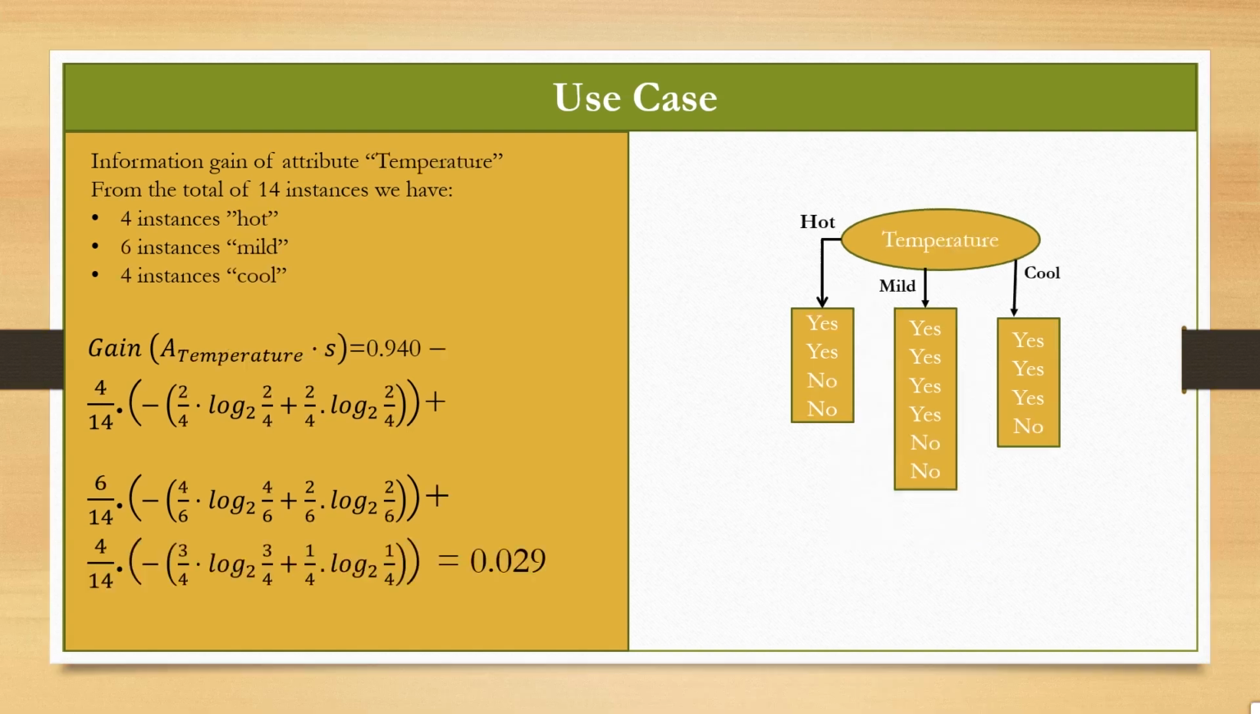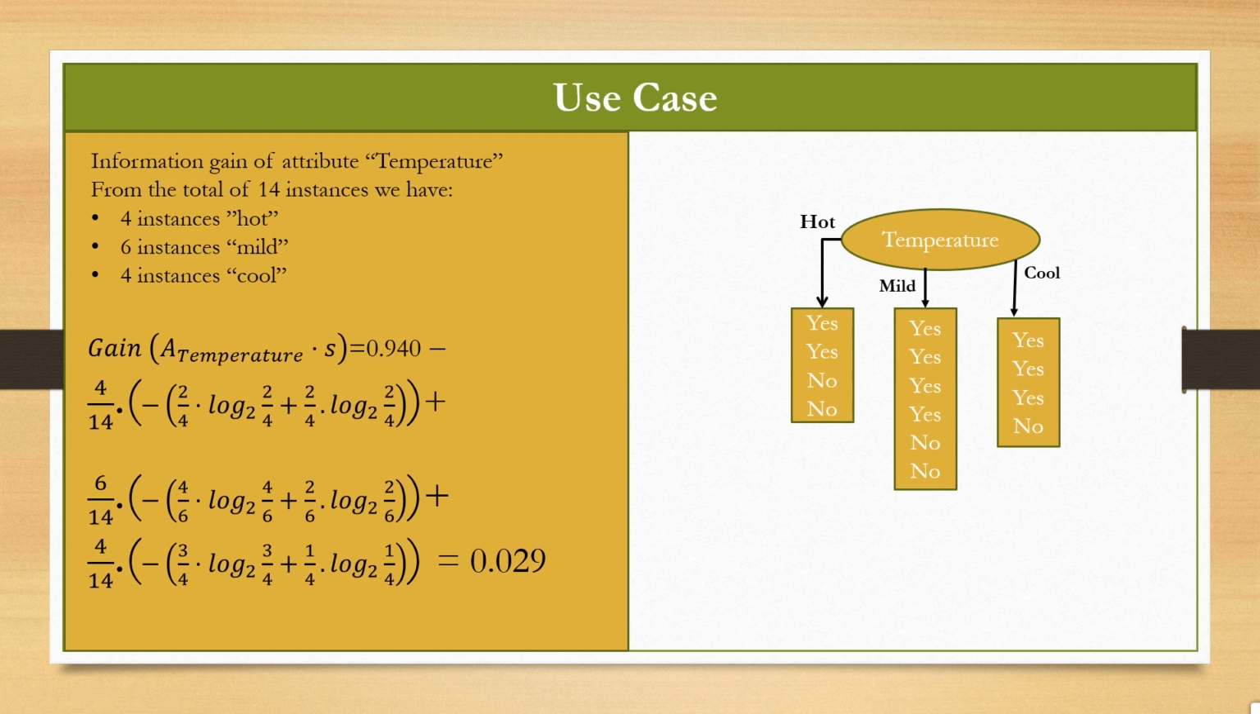Now let's look at the information gain of attribute temperature. Basically the temperature attribute can hold hot, mild and cool. Under hot, we have 2 instances which say yes and 2 instances for no. Under mild, we have 4 instances of yes and 2 instances of no. And under cool, we have 3 instances of yes and 1 instance of no. When you calculate the information gain for this attribute, you will get a value of 0.029, which is again very less.